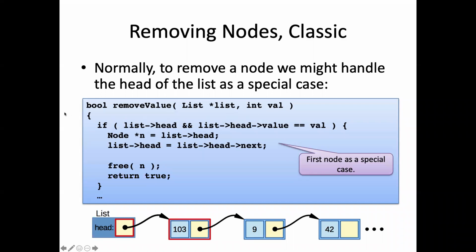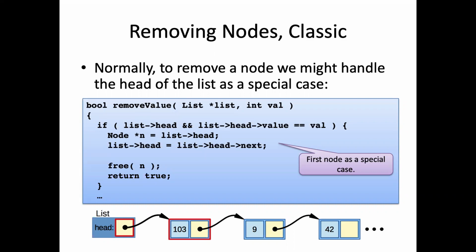And then the function returns true or false if it's able to remove the node. That just means if the value was on the list, it'll return true. If you ask me to remove a value that isn't even on the list, it'll return false. And the way we normally do this is we think of it as two cases.